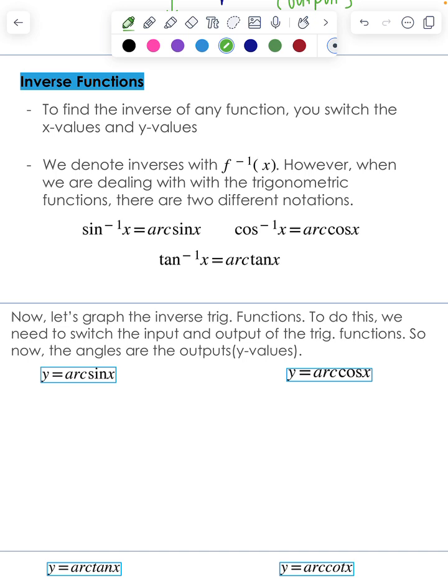And you'll see the inverse trig functions written two different ways. You'll see sine to the negative one, and that could be any trig function. It could be secant, cosecant, cotangent. And you'll also see it written as arcsine or arctangent. So just whether it's written to the negative one or arcsine, that is just the inverse function.